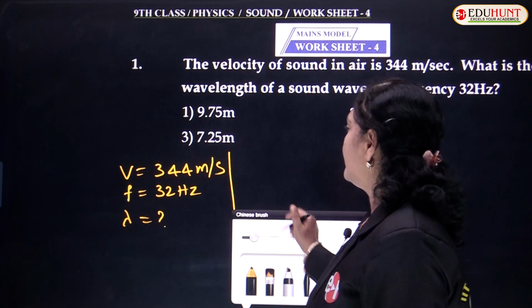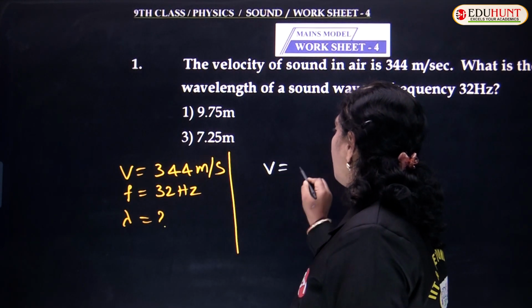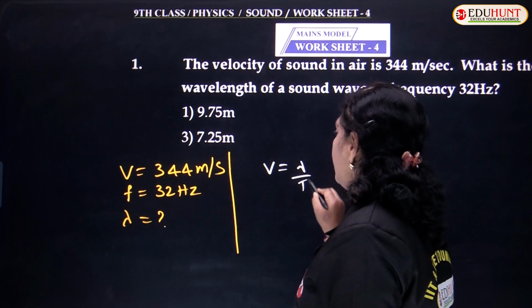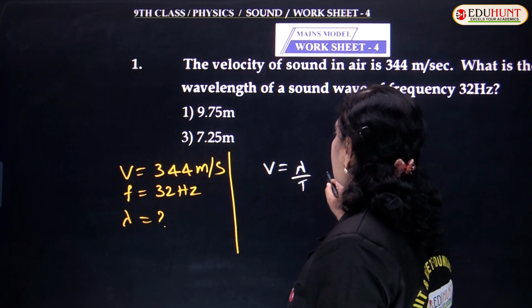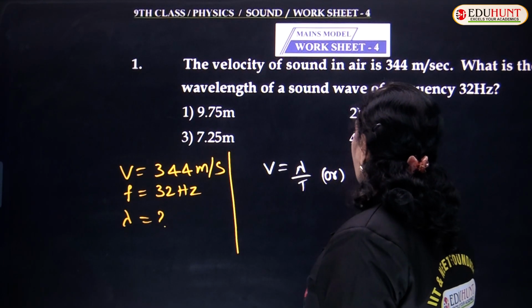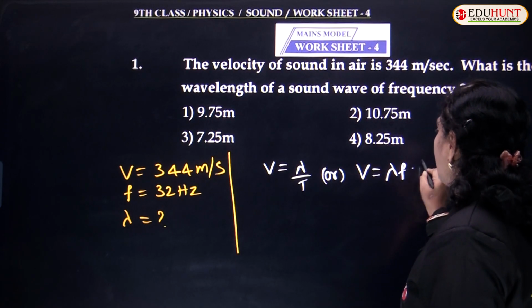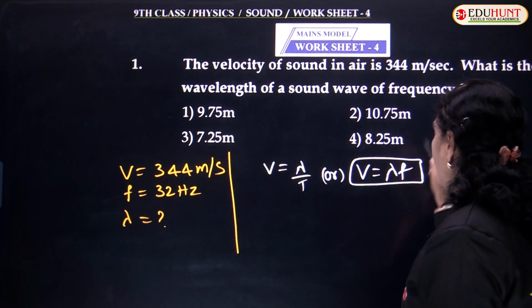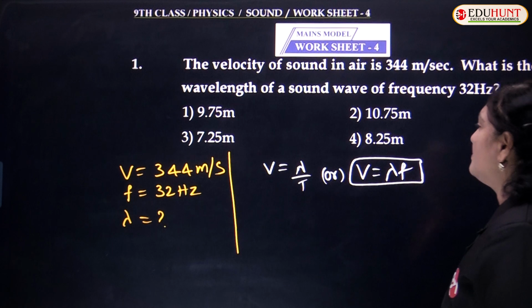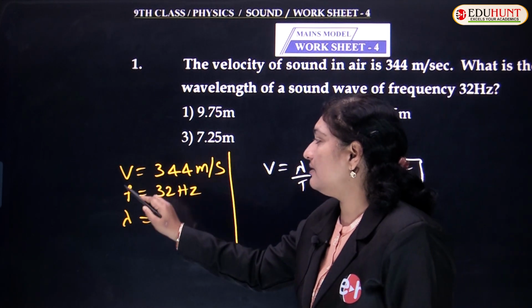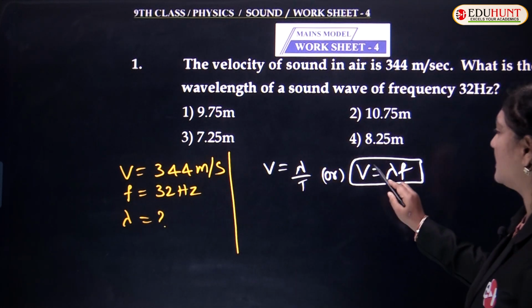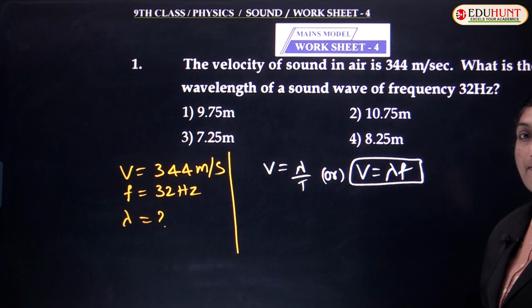We know that V is equal to lambda by T. What is the formula? V is equal to lambda by T, or 1 by T can be replaced with F. So V is equal to lambda F. So the relation between wave velocity, frequency and wavelength is given as V is equal to lambda F.